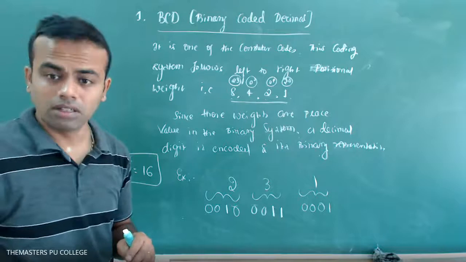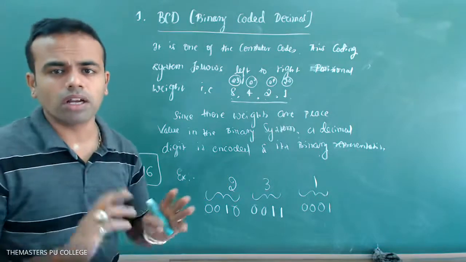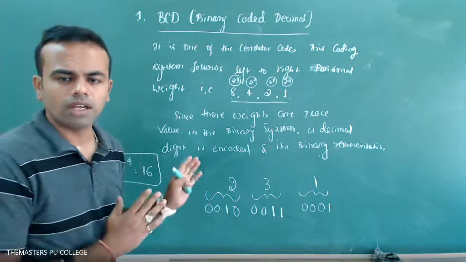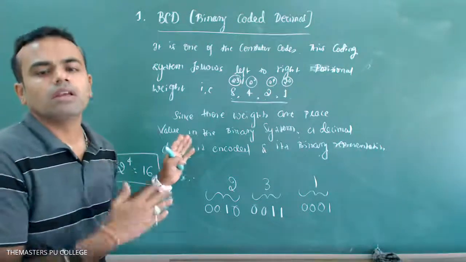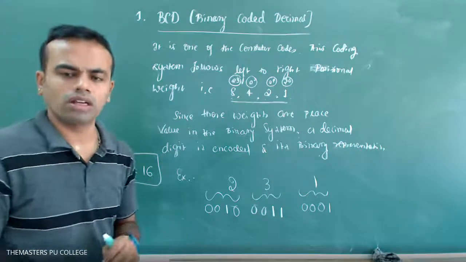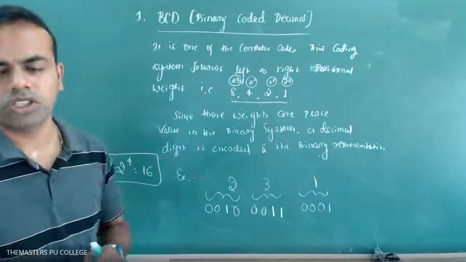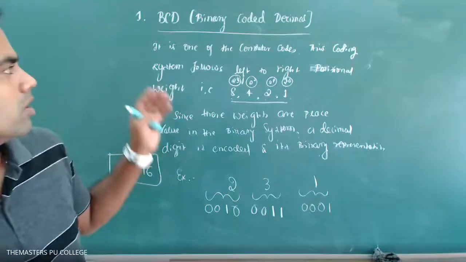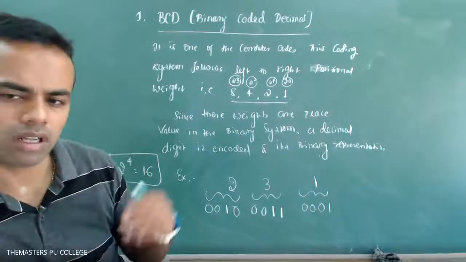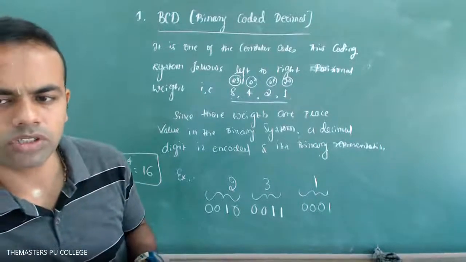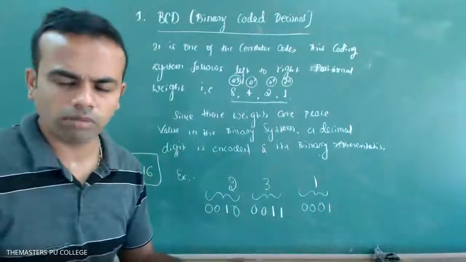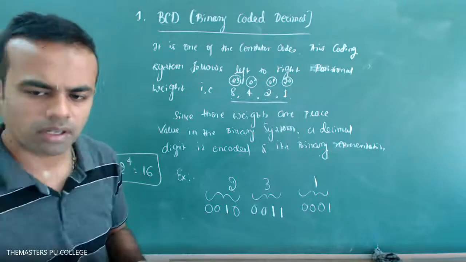Is that understood? Any doubts in this session? No doubts, sir. Okay, so tomorrow I'll continue with the chart. You will write the chart on binary coded decimal, and I will continue the next concept, that is XS3, then EBCDIC, and finally ASCII. Okay, bye everyone.